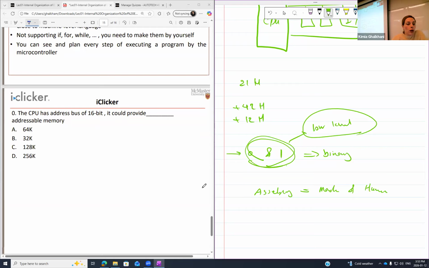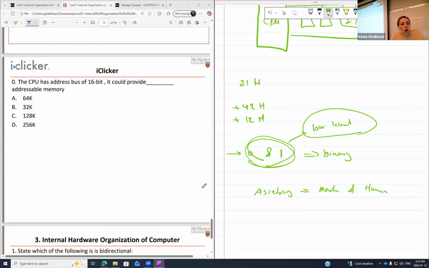So let's review whatever we learned today. A CPU has an address bus of 16 bits. What size of memory could it provide? What would be the answer?